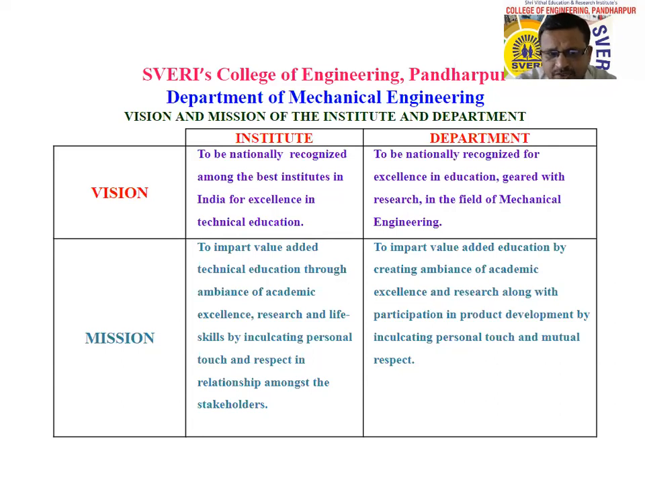Then after vision and mission, the PEOs, program educational objectives, are defined. Program means our program is mechanical engineering. Then afterwards, program outcomes are defined. Program outcomes means what? After 4 years of graduation, the students should have different skills. That, program outcomes, also we'll see.